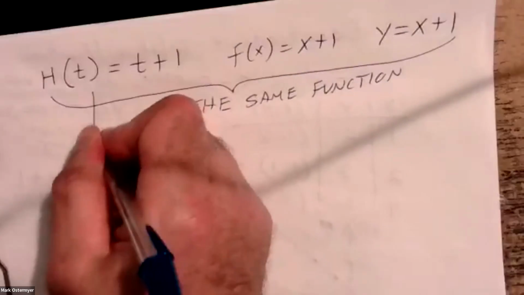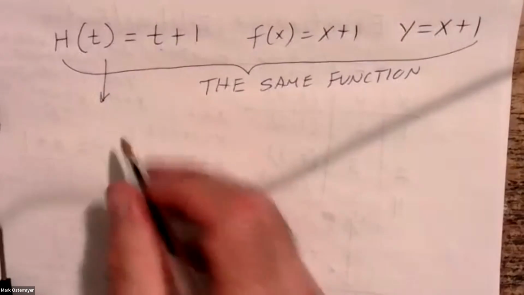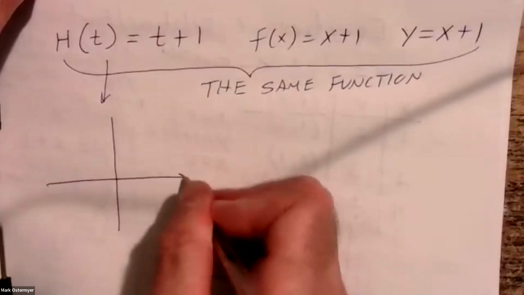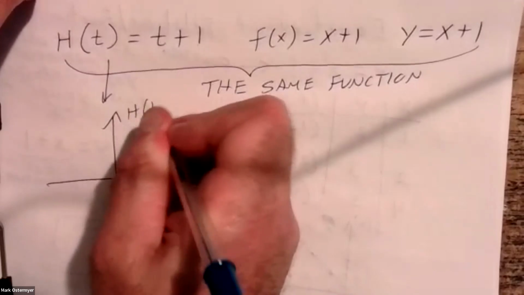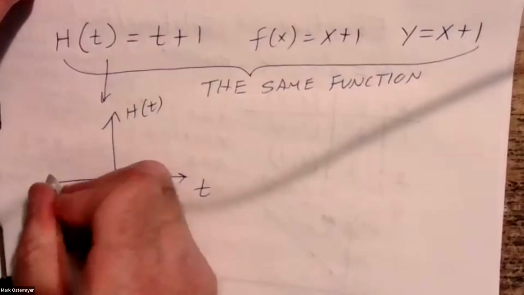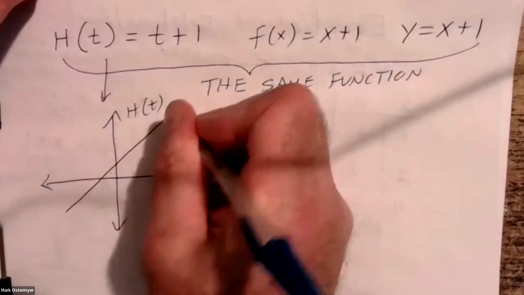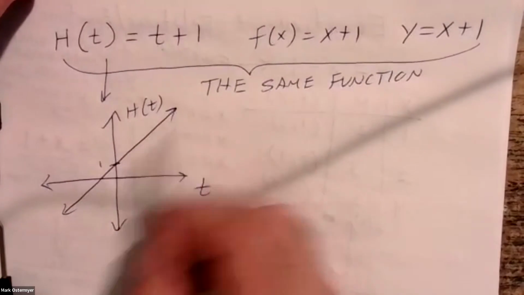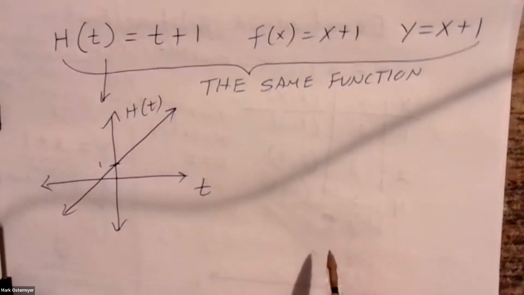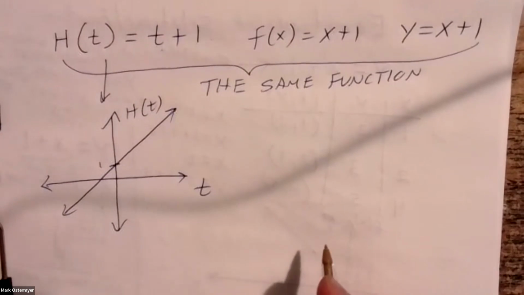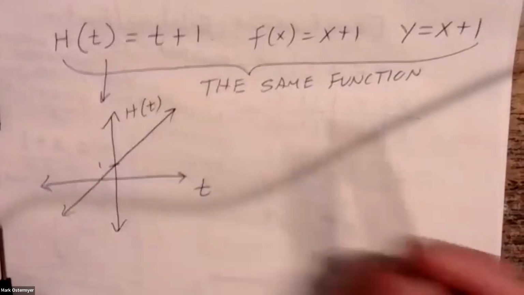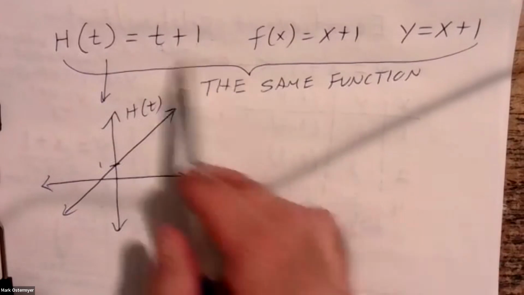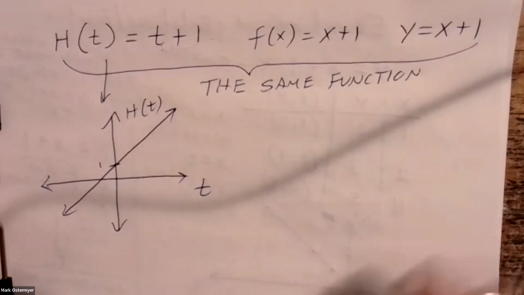The only difference is if you were to graph this function using this notation, now the vertical axis would be called the h of t axis, and the horizontal axis would be called the t axis. Same graph, same line, no difference. Same function. It doesn't matter what you call the input and output variable. It's the definition that characterizes your function.